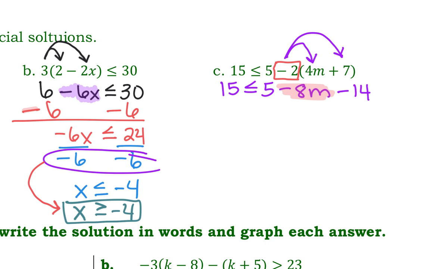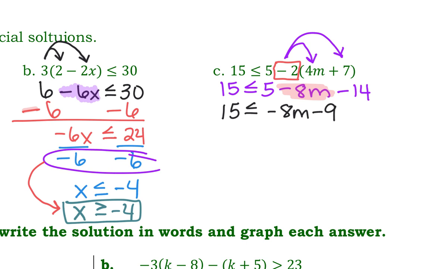So on the same side here, I have 5 and -14. So how do I combine 5 and -14? Do I have to change any signs? No. So what's 5 minus 14? -9. So I have 15 is less than or equal to -8m minus 9.